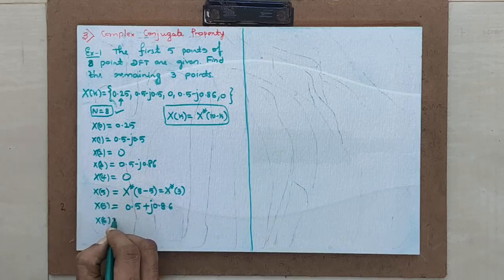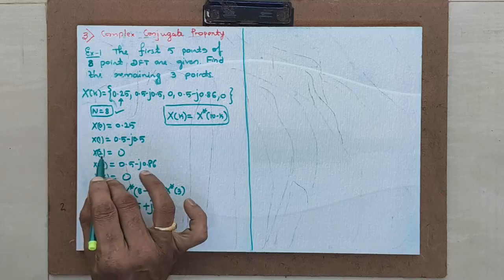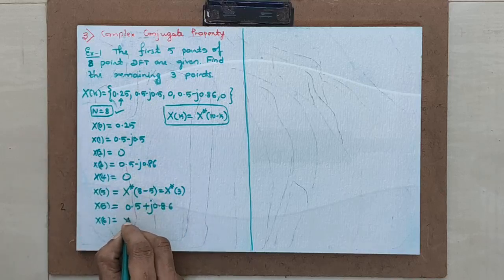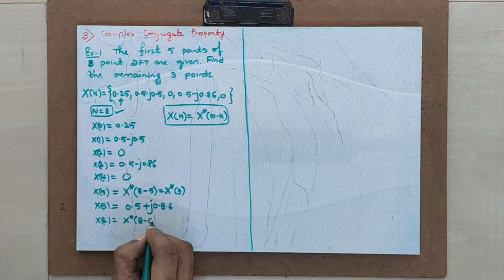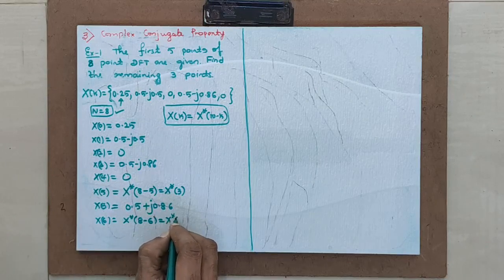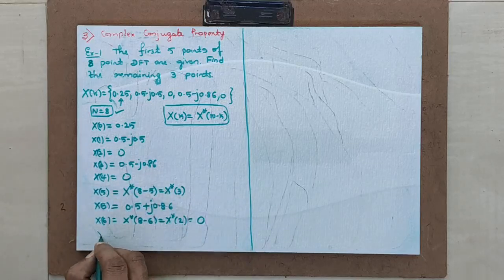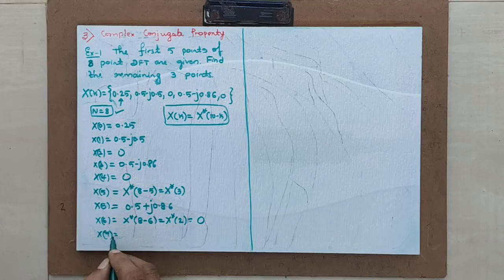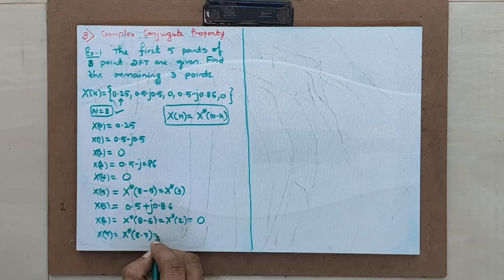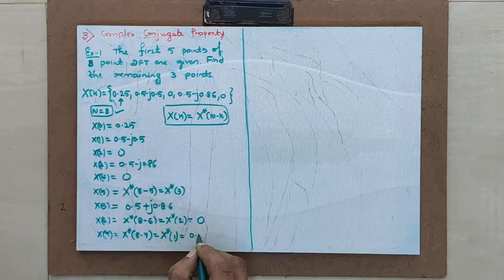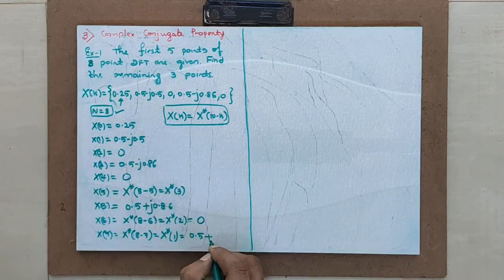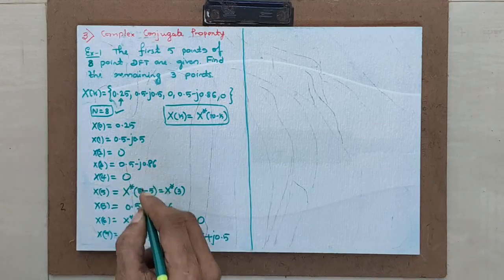Now what about x6? x6 is the conjugate of x2. Anyway, I will write it as a formula: x conjugate of 8 minus 6, which is x conjugate of 2. But x of 2 is 0, so there is no meaning for that. x of 6 is 0. What about x7? x7 is 8 minus 7, that means x conjugate of 1. I will write it as a formula, x conjugate of 8 minus 7. That is x conjugate of 1, which is nothing but 0.5 minus j 0.5 conjugated, so 0.5 plus j 0.5. Hence, I found all the values.